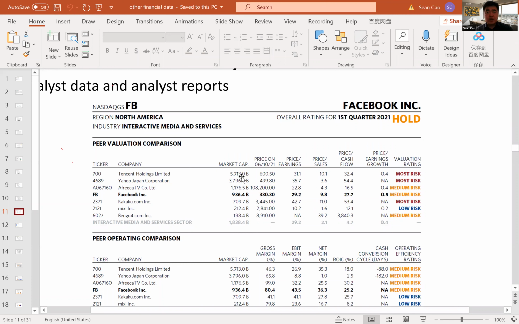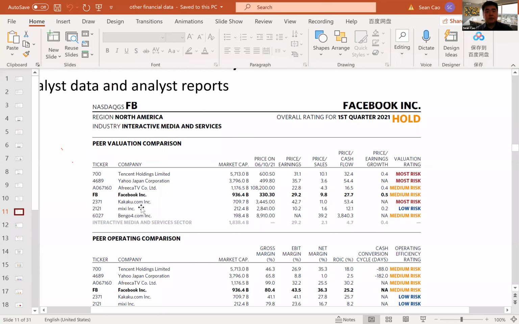But what's the same is you want to compare Facebook with industry peers to figure out where Facebook stands. Does Facebook stand at the top of the industry or the bottom of the industry? By comparing Facebook with industry peers, you can figure out Facebook's future performance. You can tell investors whether to buy, sell, or hold this Facebook company. So this part is the same.